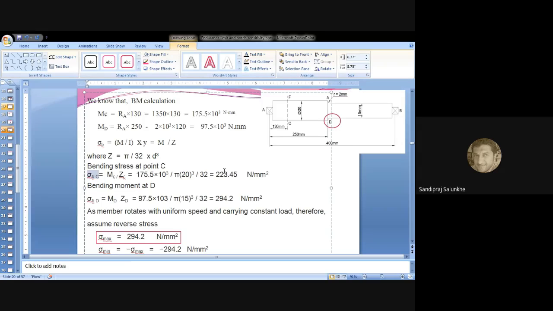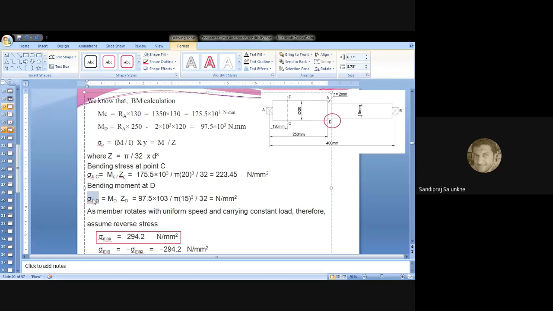What value of stress are you getting? Yes, sir. Same. Is it right? 223.45? Yes, sir. Okay. So while we have calculated the bending moment at point C, now we have to calculate the bending moment at point D. While calculating the bending moment at point D, we have taken this RA multiplied by 250 minus 2 into 10 raised to 3 minus 120. Okay. So likewise, we can calculate the bending stress at point D.